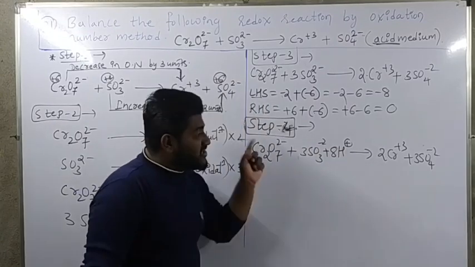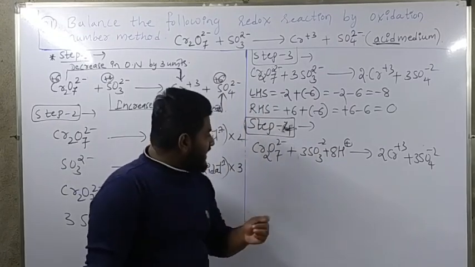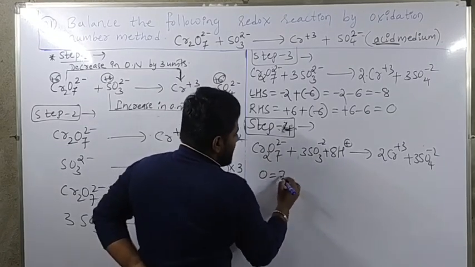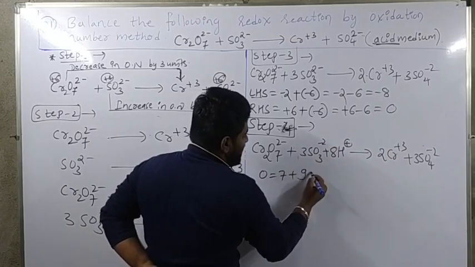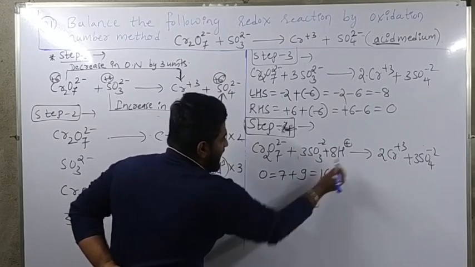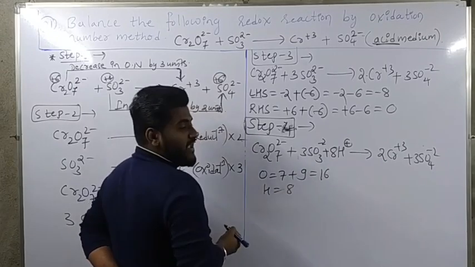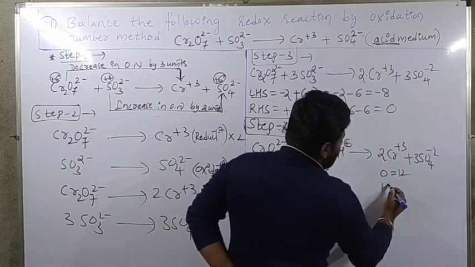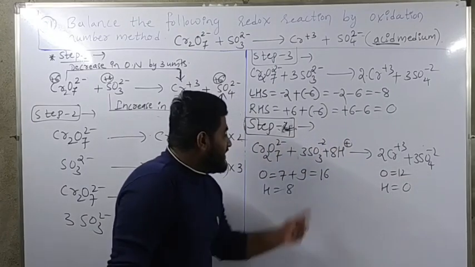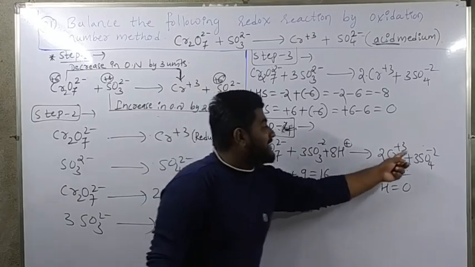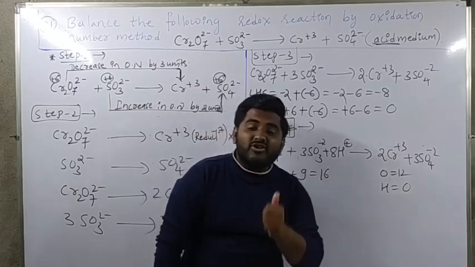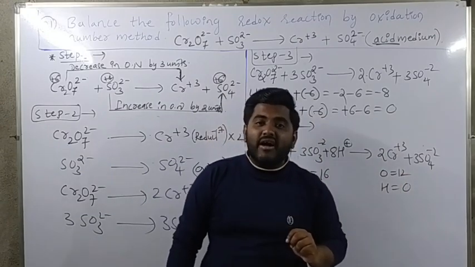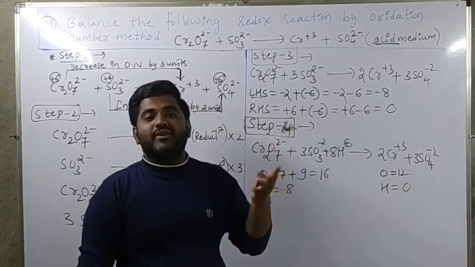Correct? But what about the oxygen and hydrogen? That we have to check. See, 7 oxygens are there, 7 plus 3 3s are 9. How much we got? 16 oxygen. Hydrogen how much? 8 hydrogens. This side, 4 3s are 12 oxygens, hydrogens are 0. That means LHS side is 16 oxygen, RHS side 12 oxygen. Then how much oxygen is required for the RHS side? 12 is there, 16 is there. 4 oxygens are required. That means 4H2O we have to add.